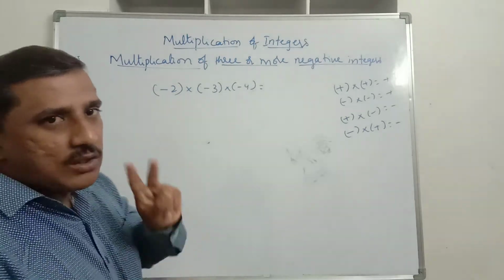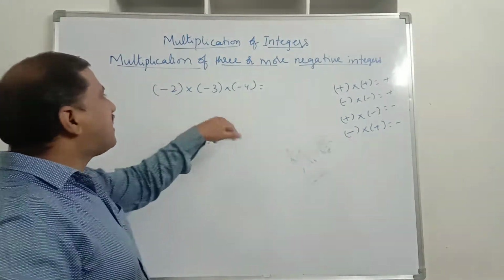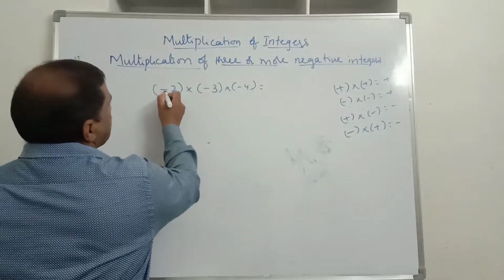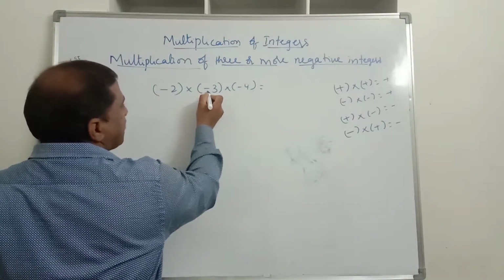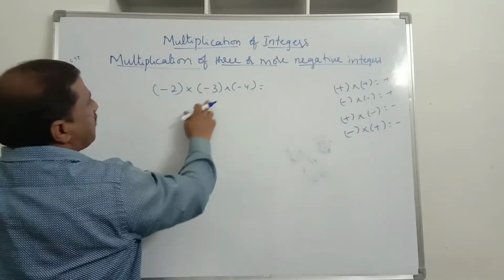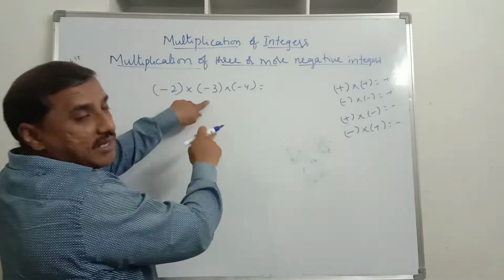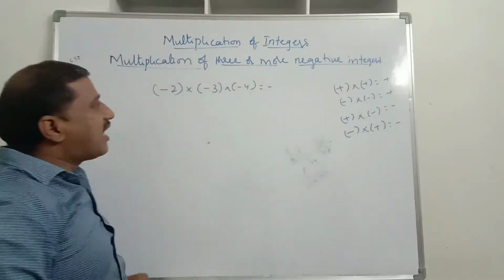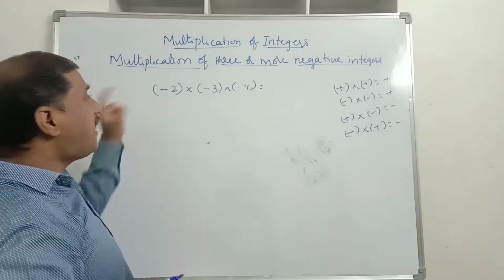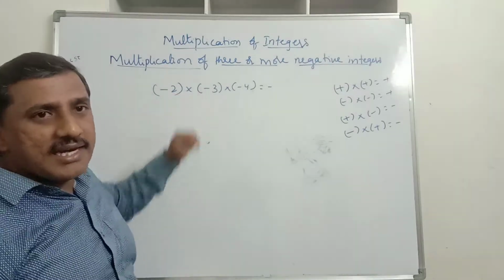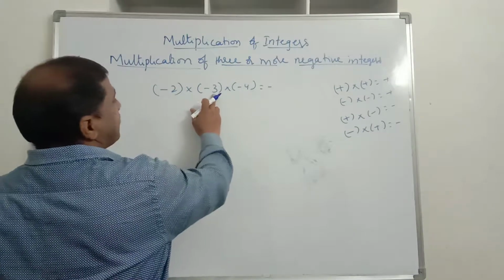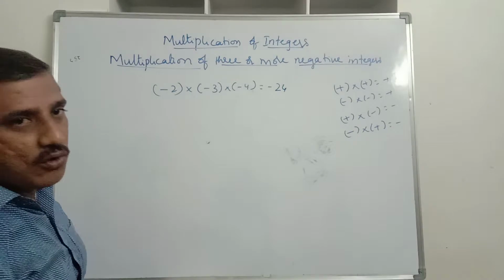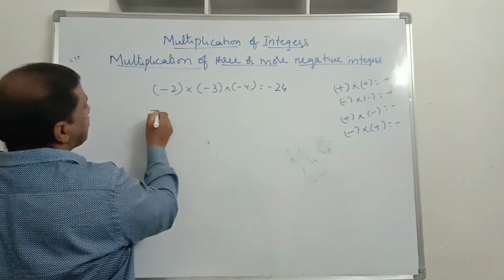Now here remember two things. The first step is to multiply the arithmetic signs. Here it is minus into minus, we get plus. Now the plus which we got is multiplied with the minus. Plus into minus, what do we get? Minus. So finally we get a minus sign. Then multiply the numbers. 2 into 3, 6, 6 into 4, 24. Therefore the product is minus 24.